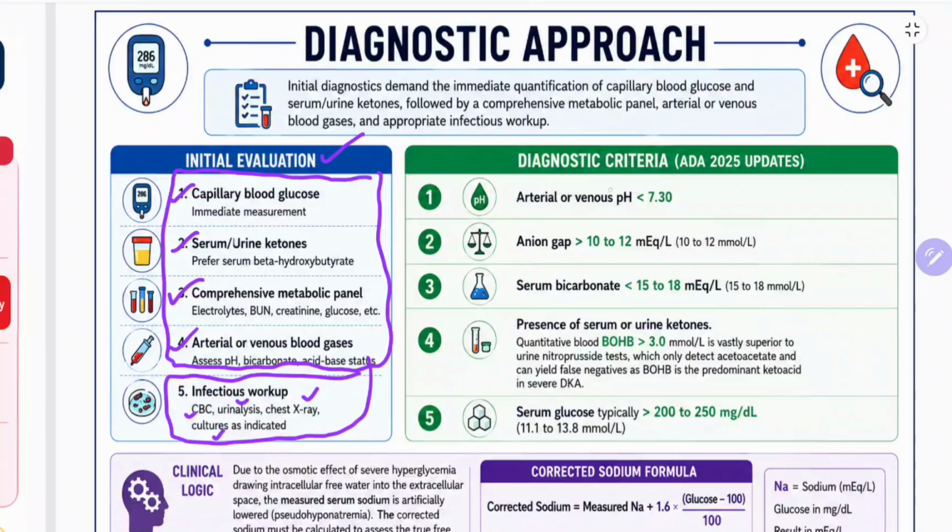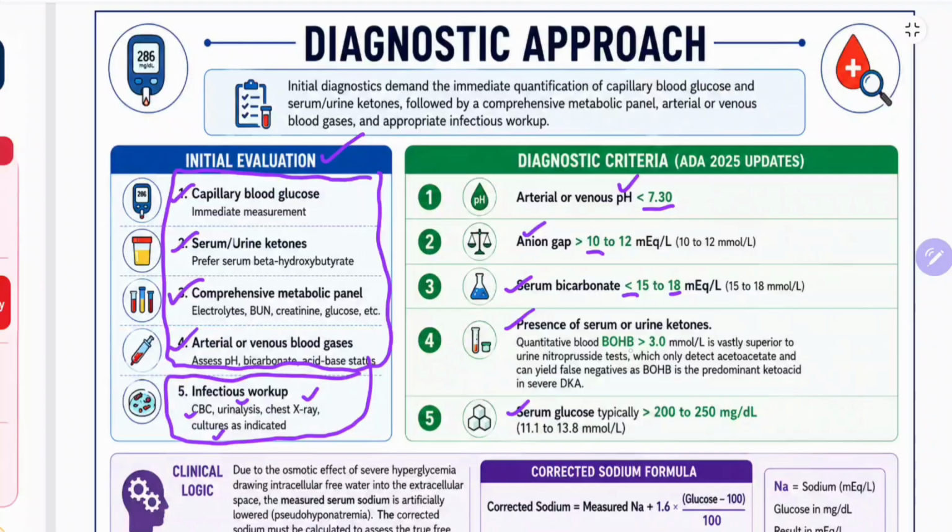So you will see pH and anion gap and serum bicarbonate level, serum or urinary ketone level, serum glucose level. Okay, 5 things. So pH less than 7.3, anion gap of more than 10 milliequivalents per liter, bicarbonate less than 18.